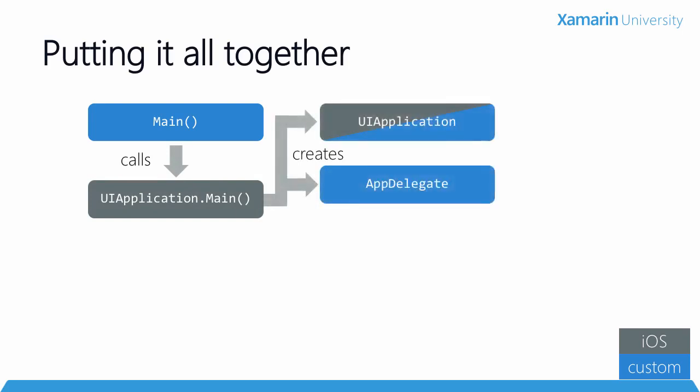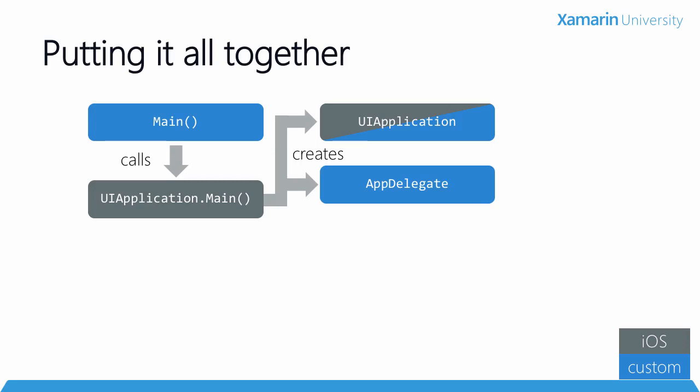That will create the UIApplication and the app delegate singletons. There's only one of each of these. So the UIApplication normally is just a class that's inside of iOS itself, and it just gets instantiated and used, but you can provide a custom class that derives from UIApplication if you'd like to. The app delegate is what we provide that handles all the operating system notifications.